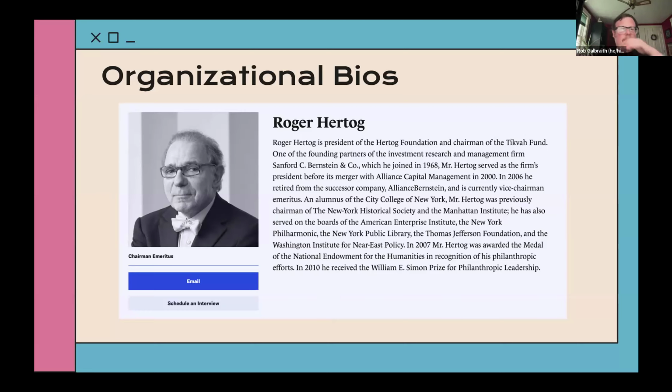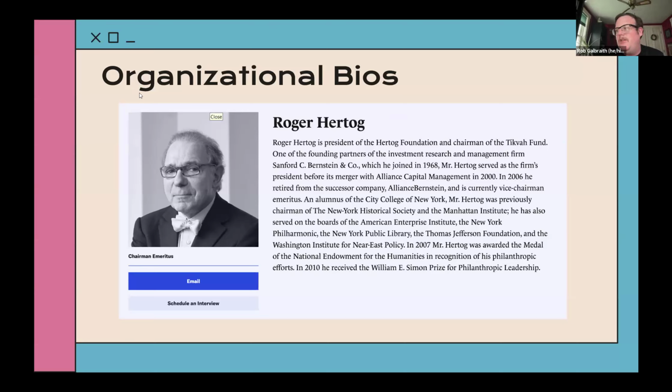But the types of stuff that we can find from an organizational bio will start to show the connections that the nonprofit you're looking at has to other institutions, whether they're nonprofits, the government, or for-profit companies, because a lot of them will be listed right here in the bio. So it talks here about Hertog's roles at Sanford Bernstein and Co. before its merger with Alliance Capital, which eventually became Alliance Bernstein. It also talks about where Hertog went to college.